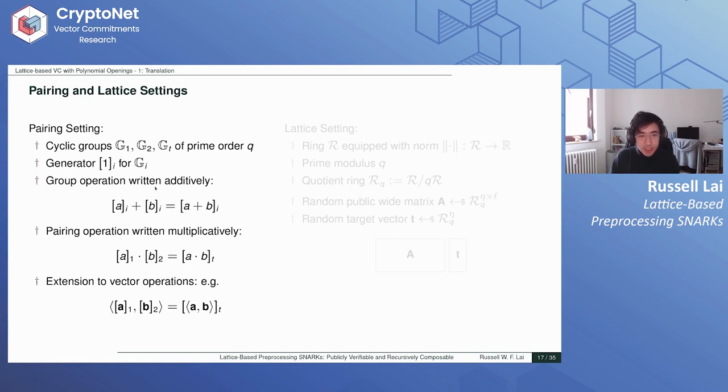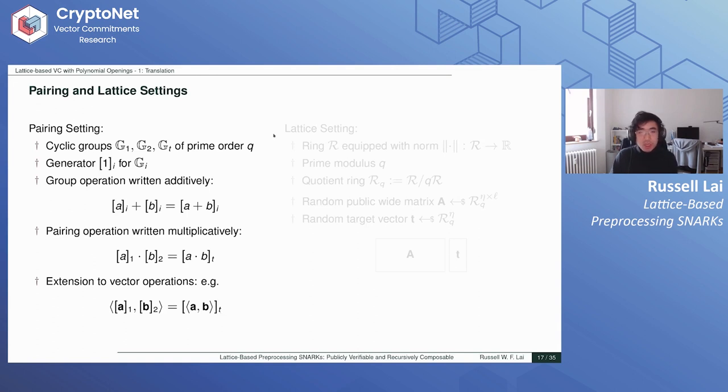And given this notation, we can write the group operation within each group additively. So for example, if we are given A in group I and B in group I, we can add them together and get A plus B in group I. Then we can write the pairing operation multiplicatively. So specifically, if we're given an element A in group 1 and an element B in group 2, then we can multiply them together and get A times B in the target group. An advantage of this notation is that it is easily extendable to matrix-vector operations. So for example, we can express the inner product between a group 1 vector A and a group 2 vector B simply as the inner product AB, but this time in the target group T.